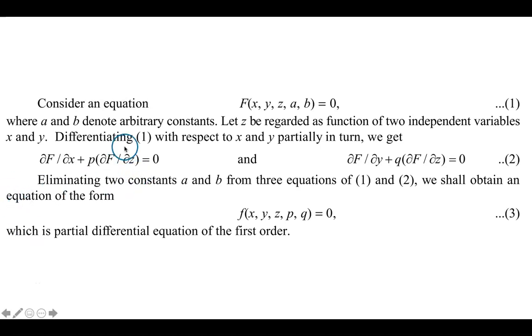This is the general case in which we are considering an equation of the form f(x, y, z, a, b) = 0, where a and b are arbitrary constants. Here we assume that x and y are independent variables and z is a variable which depends on both x and y. Or we are regarding z as a function of the two independent variables x and y. Let us label this equation as equation 1.